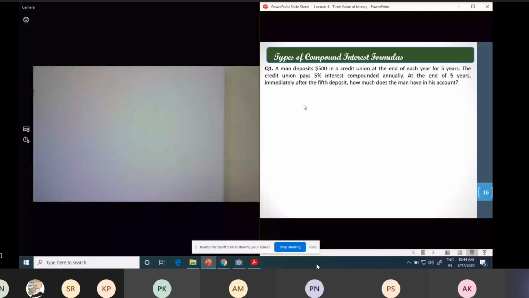So please look at this numerical. A man deposits $500 in a credit union at the end of each year for 5 years. The credit union pays 5% interest compounded annually. At the end of 5 years, immediately after the fifth deposit, how much does the man have in his account?